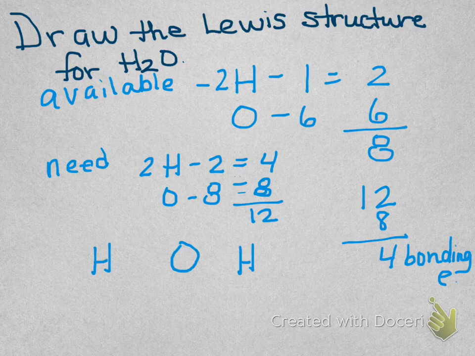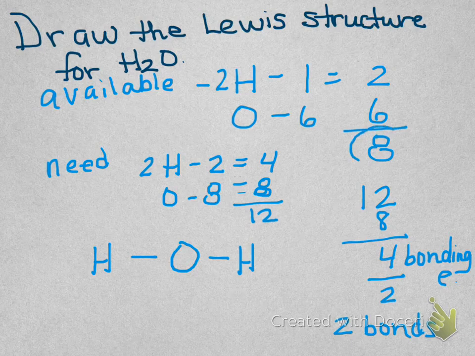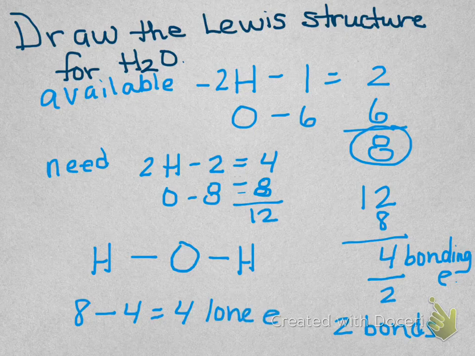We've got 4 bonding electrons. If we divide that by 2, it tells us we have 2 bonds. So we put a bond here, a bond here. All right. Now the last thing we have to figure out is how many lone pair electrons. So in this case, we take our available electrons, 8. We subtract our 4 bonding electrons. That means we have 4 lone electrons.